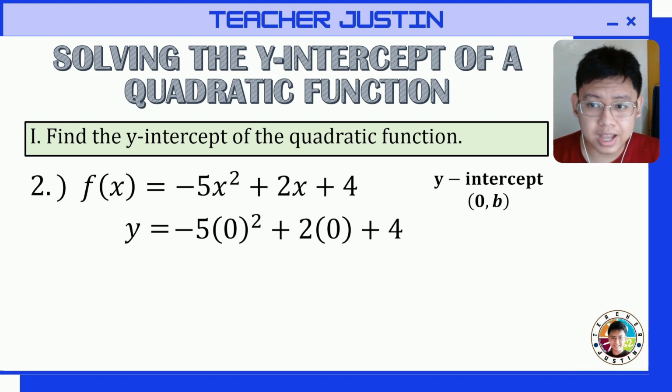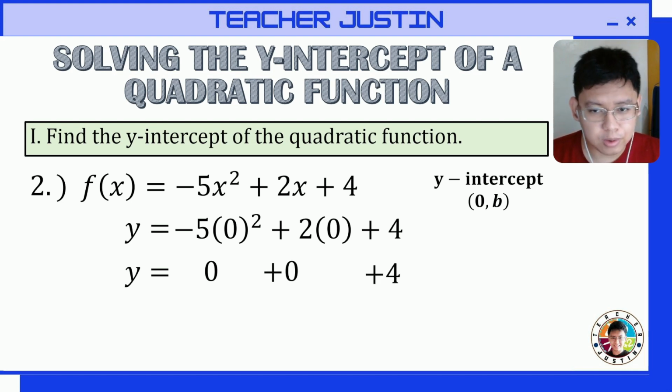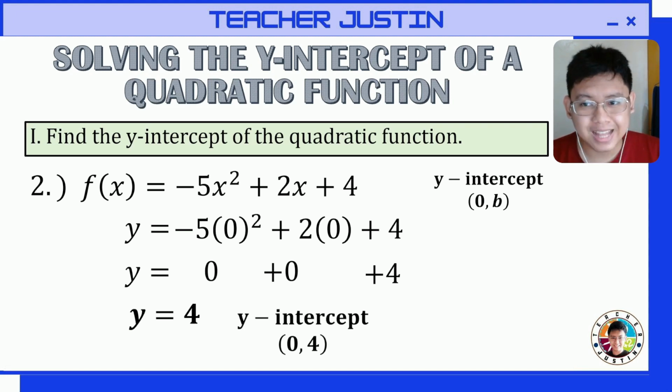Now let's simplify each term. y is equal to negative 5 times 0 squared, which is 0. 2 times 0 is 0. And then plus 4, we just copy the 4. Then let's combine 0 plus 0 plus 4. Our value of y is equal to 4. Let's get the y-intercept by replacing b with the value of y, 4. So our y-intercept will be located at (0, 4). And that's it.